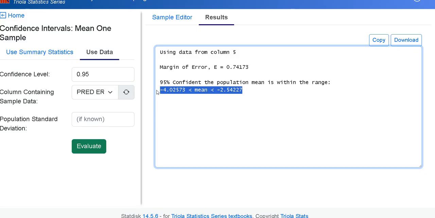But our confidence interval doesn't contain 0. We can be 95% confident that the true mean prediction error is between negative 4.03 and 2.54 minutes. Basically, get there a little bit early, otherwise you're probably going to miss it if you're just going by their predictions, is what you're saying there. The big thing to notice is that that interval doesn't contain 0. So good on that one.